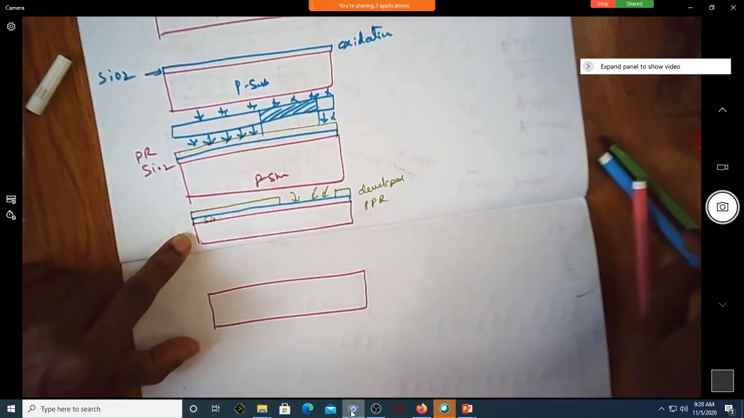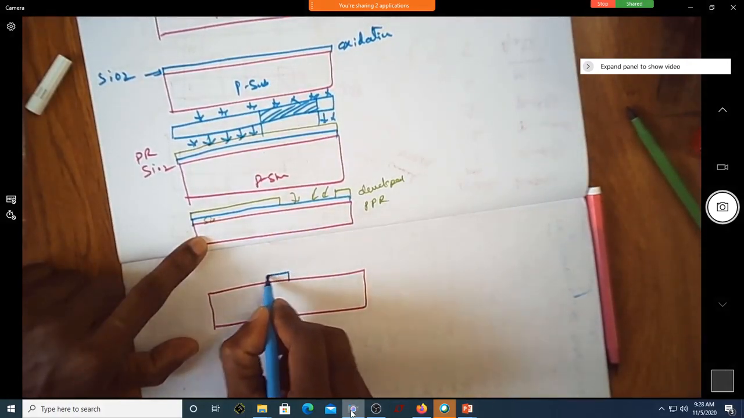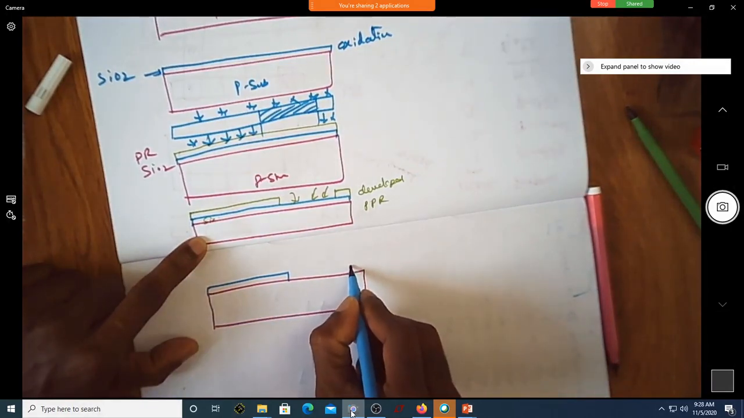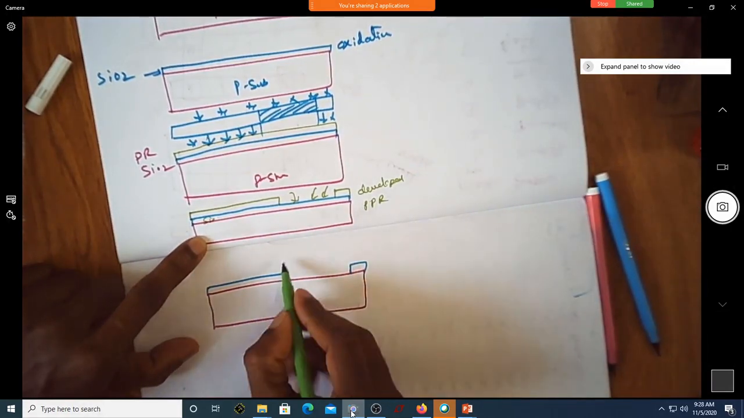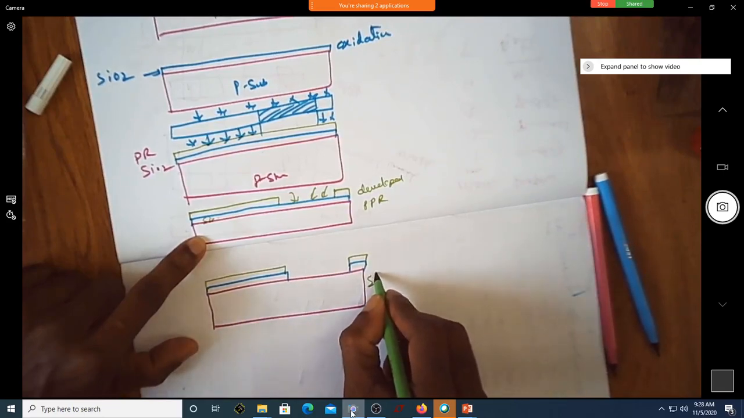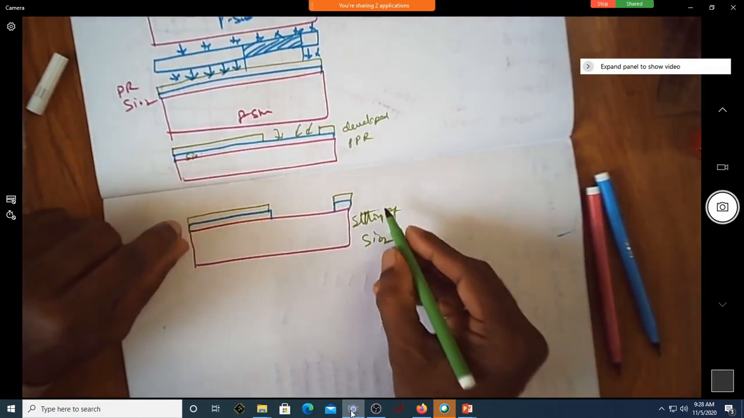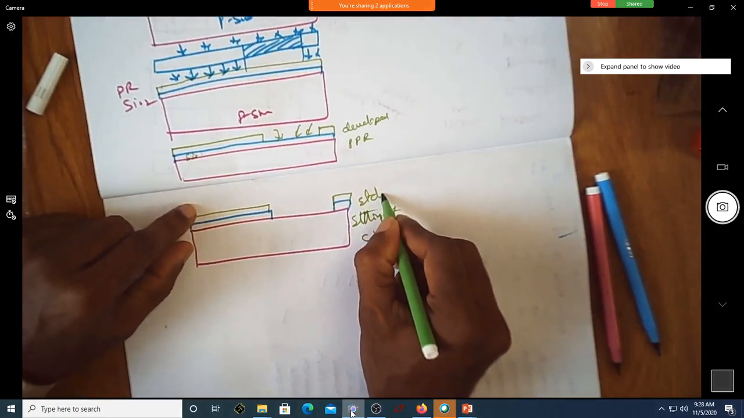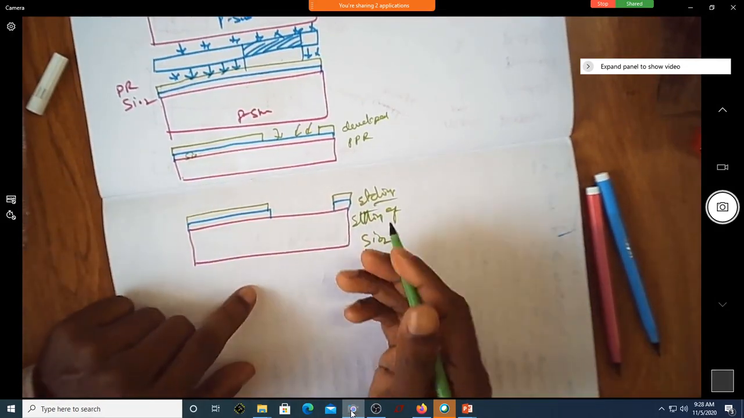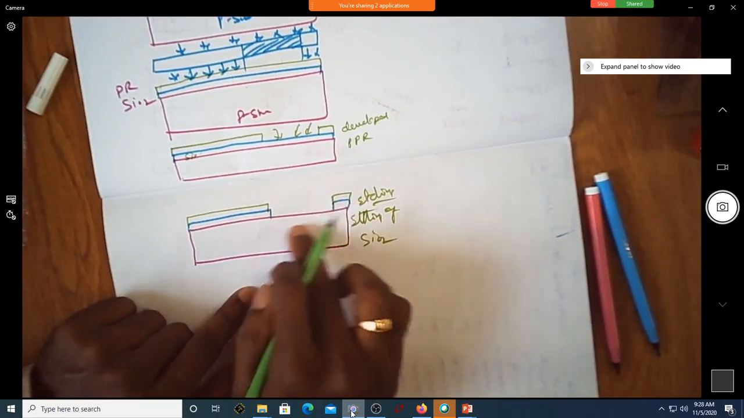This is my P substrate. So till here, this is what? Etching of SiO2. It can be chemical etching or dry etching or wet etching. Can you see? Have I removed this one? Yes, removed, sir.